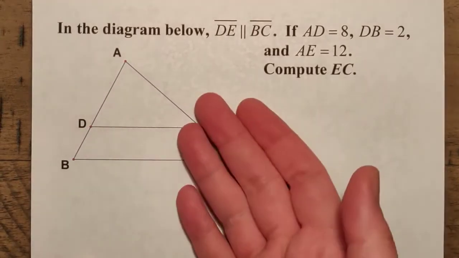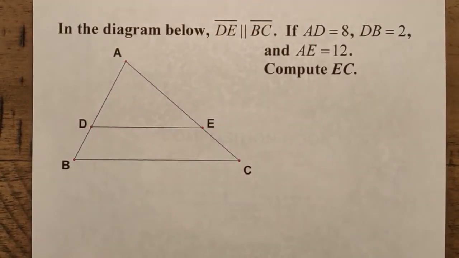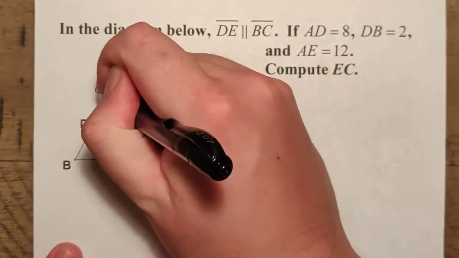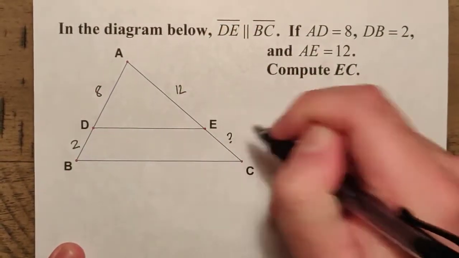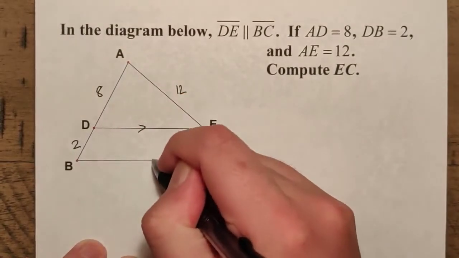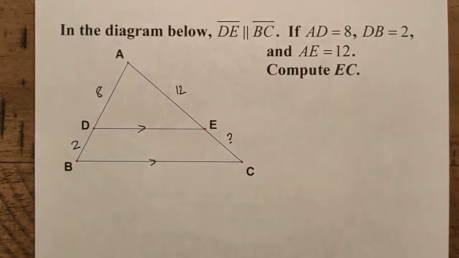So I figured we'd start today off with a nice little problem. You can see you have this situation: DE is parallel to BC, and you're given a bunch of information. This is 8, this is 2, and this is 12. We want to find the length of EC here. We can try to figure out what's going on.